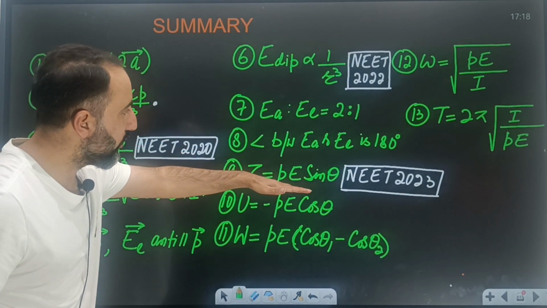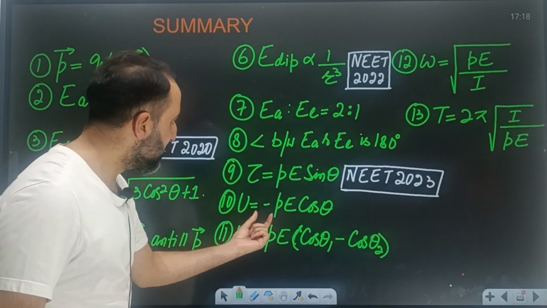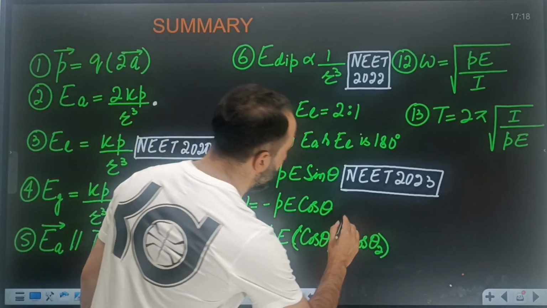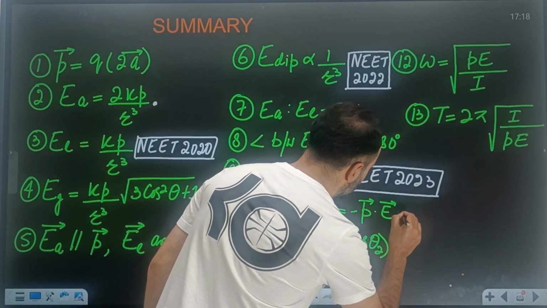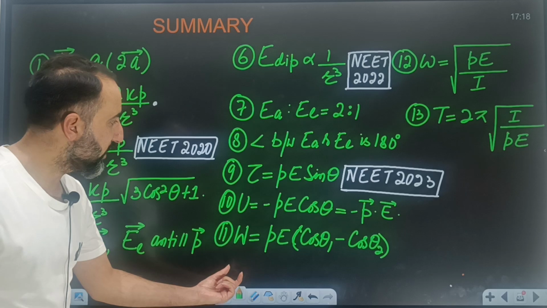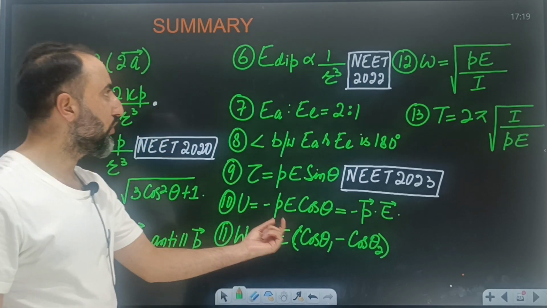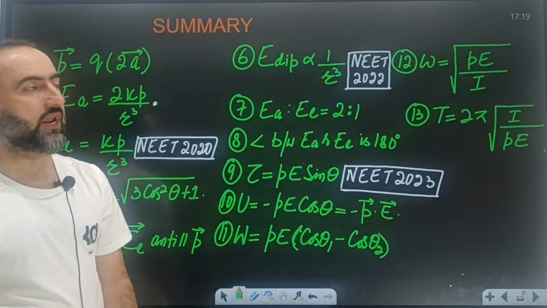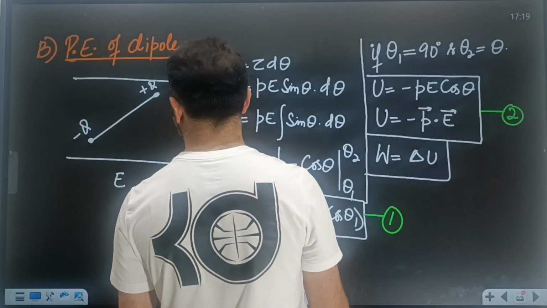The torque is equal to pE sin theta. A question on this came in NEET 2023. Then the potential energy is equal to minus pE cos theta, or you can write it as minus p dot E. What about the work done? That's pE cos theta 1 minus cos theta 2, or you can write minus pE into cos theta 2 minus cos theta 1. Okay, now next, what do we have next?